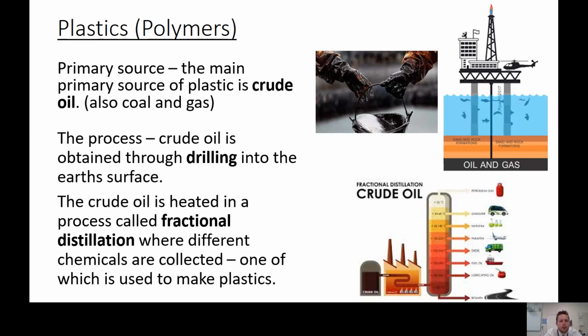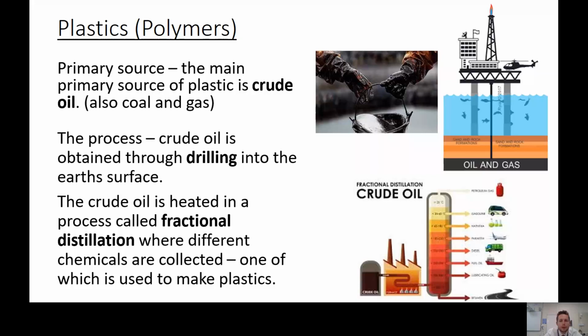Crude oil is obtained through drilling. So the process then is drilling. To get this, we have to drill into the Earth's surface. As you can see from the picture on the right hand side, these big pipes are drilled into the Earth's surface into pockets of oil. It might be inland, or it can be obtained out at sea. Underneath the seabed, pockets of crude oil can be found, and big pipes can be drilled down through the seabed to harvest this crude oil that we use to make plastics.